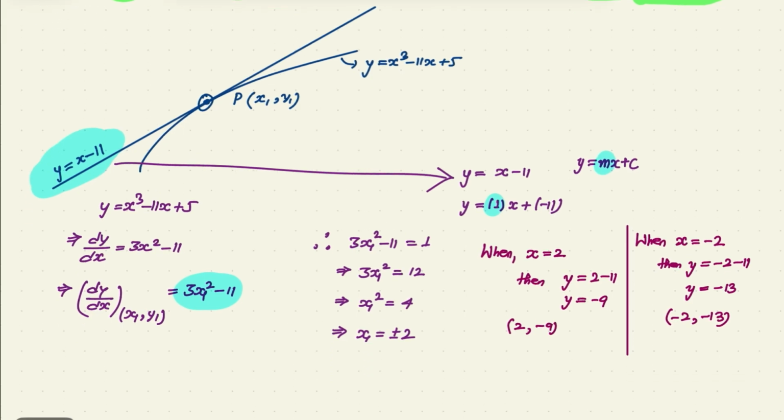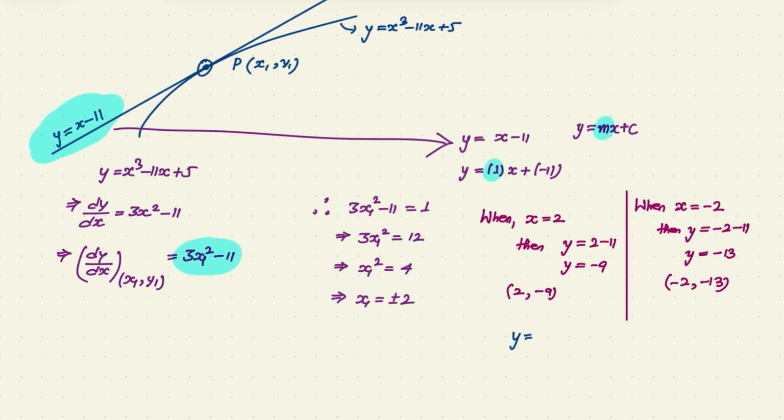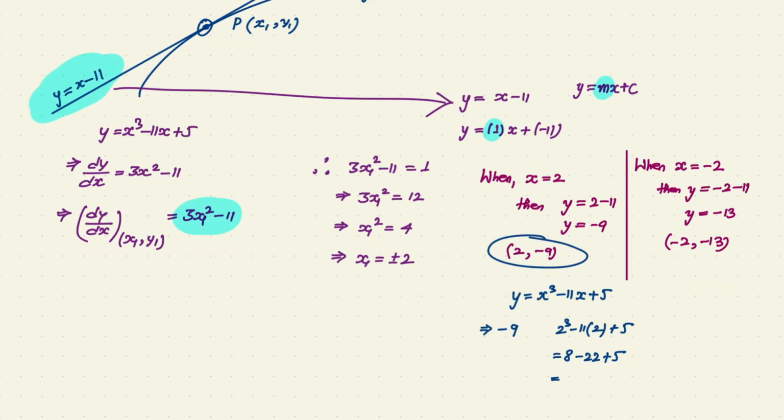So since my equation of the curve is y equals x cube minus 11x plus 5, let us check this point, that is 2 comma minus 9. Then here it will be minus 9 on the left hand side, and on the right hand side it will be 2 cube minus 11 into 2 plus 5, which is equal to 8 minus 22 plus 5. So this equals 13 minus 22, and that equals minus 9. That means this 2 comma minus 9 is satisfying the equation of the curve also.